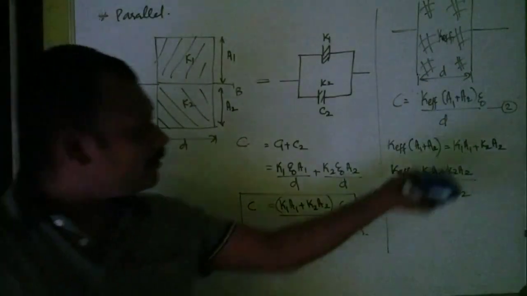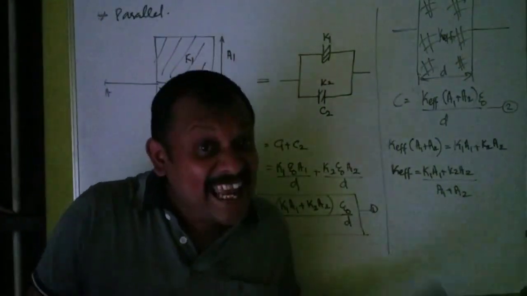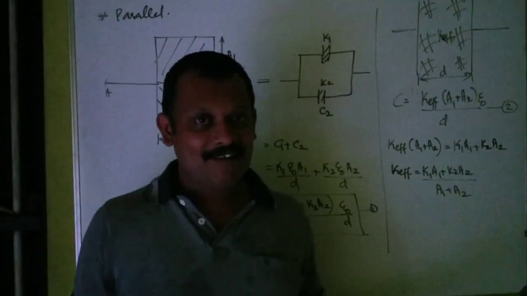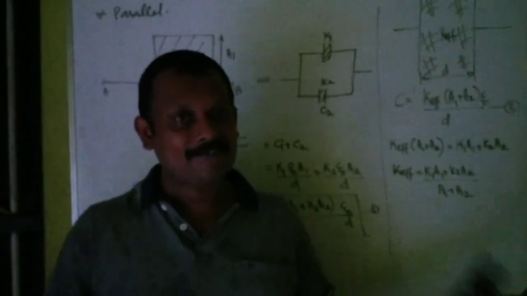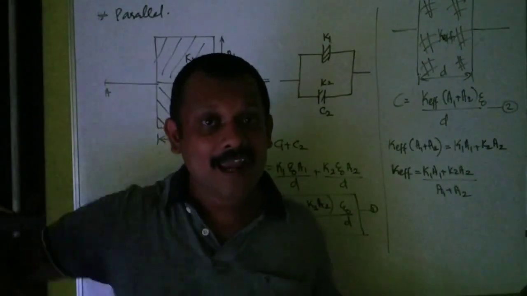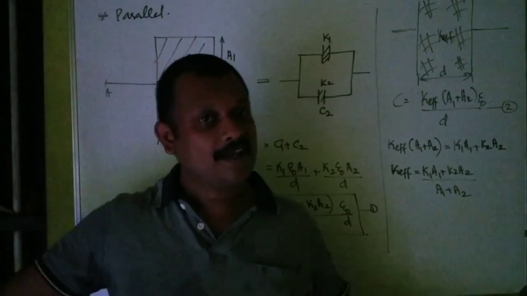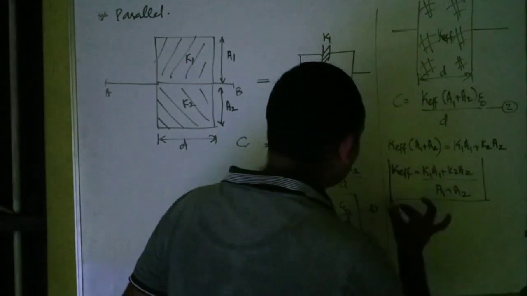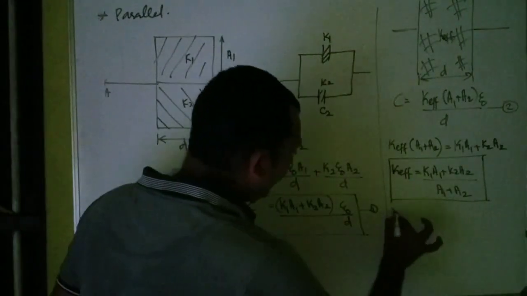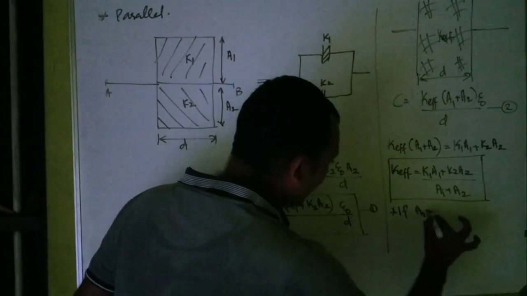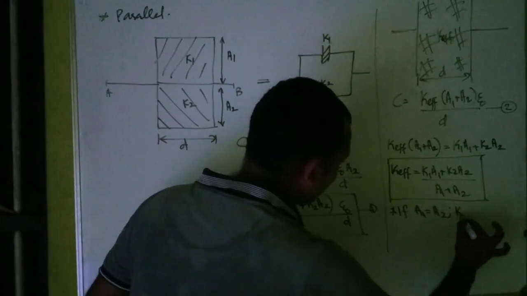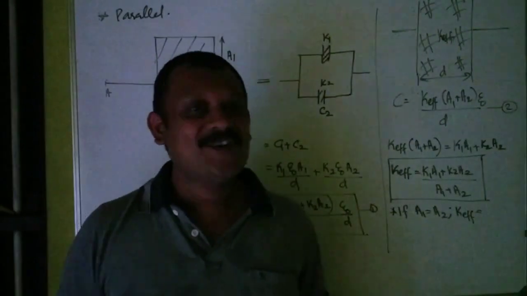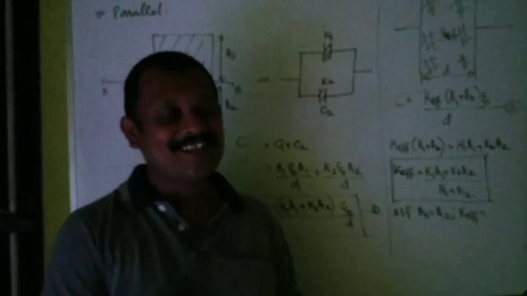Now you can guess the answer if you place n dielectrics in parallel. In that case, K effective is equal to K1 A1 plus K2 A2 plus K3 A3 plus K4 A4 plus etc. plus Kn An, divided by A1 plus A2 plus A3 plus etc. plus An. Very simple. This is also an important formula. Now you can find out, if A1 is equal to A2, what is K effective equal to. I leave this part of the problem to you. You need to find it out. I hope this idea is clear to you.